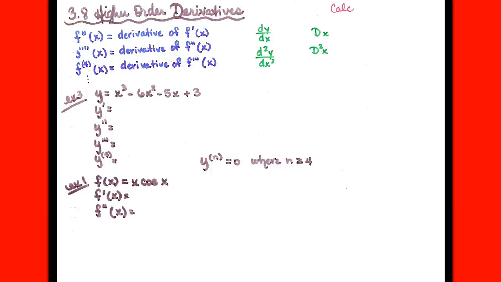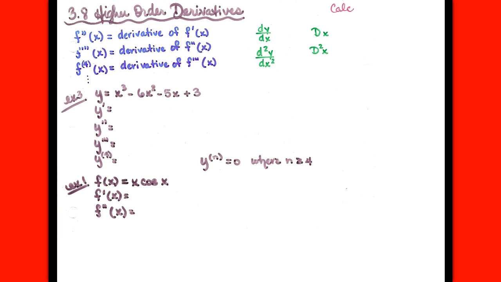3.8, page 192. All right, page 192 is higher derivatives. And what they're talking about here is we already know how to find the first derivative, but you can also find a second derivative or a third derivative or a 27th derivative. And so that's what we're talking about with higher order derivatives.